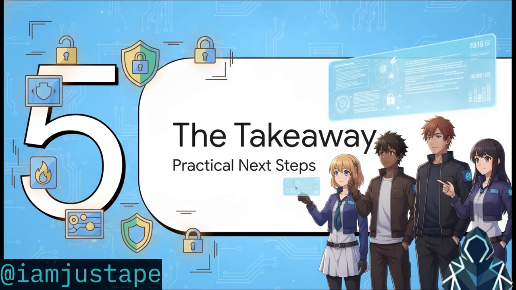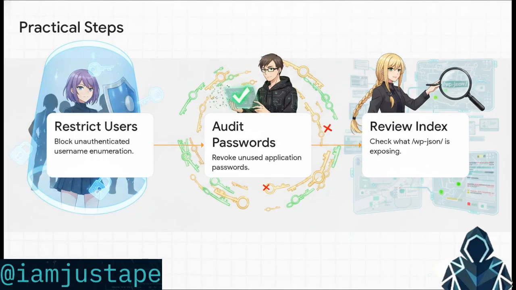Section 6. The takeaway and your practical next steps. All right, here's your immediate homework, summarized in 3 easy steps. Number 1, restrict that users endpoint. I promise you, username enumeration has no legitimate public use case for most WordPress sites. Number 2, audit your application passwords and revoke anything that isn't actively attached to a current integration. And number 3, review your endpoint index by visiting /wp-json on your own site. Truly understand exactly what your API is exposing without authentication and ask yourself if that exposure is intentional.